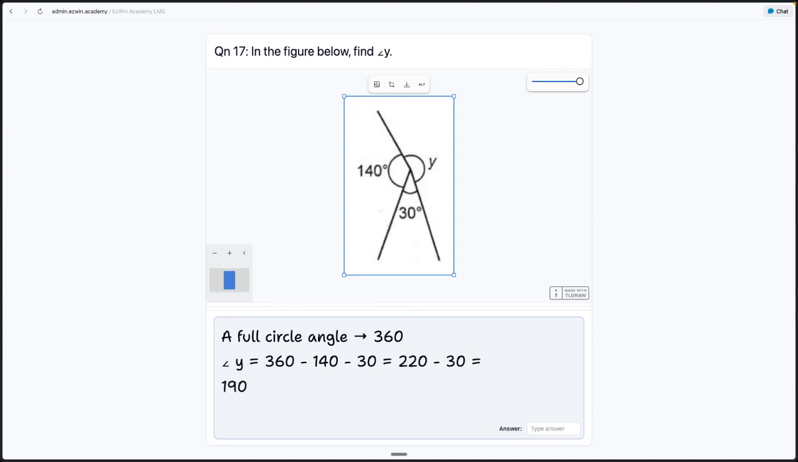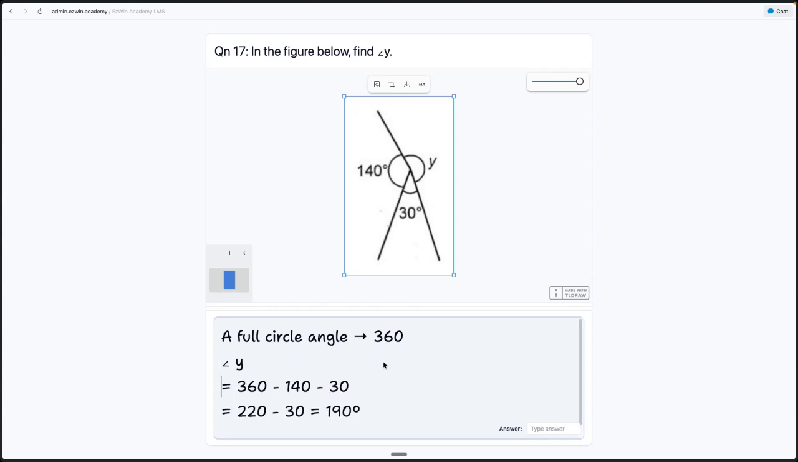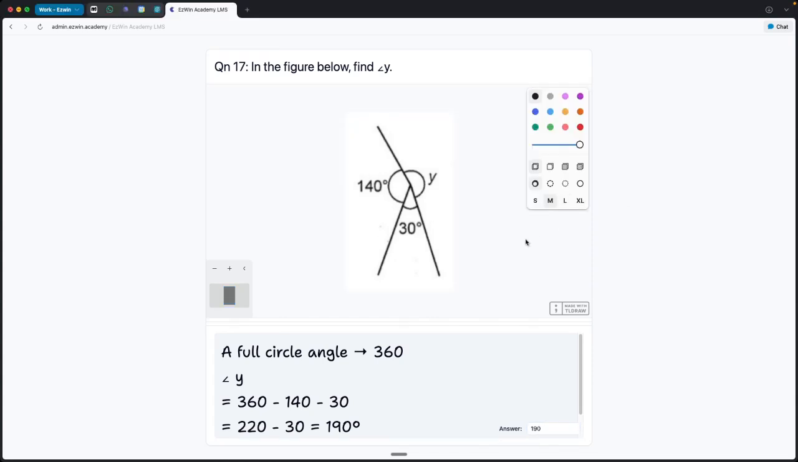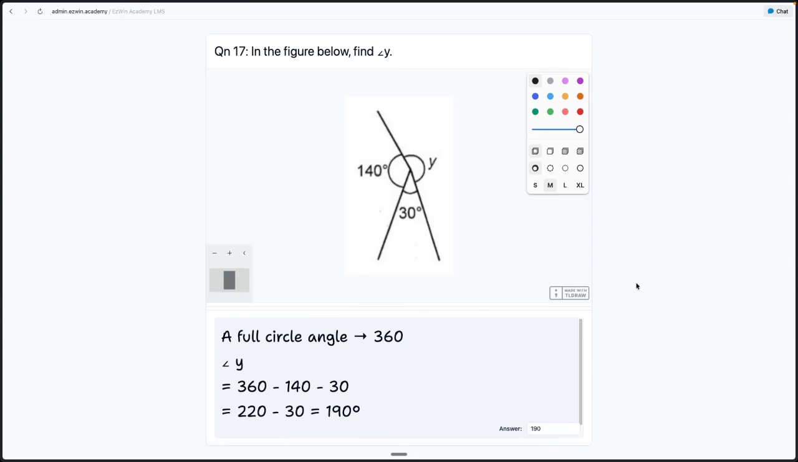In this case, degrees over here. There you go. So that's the answer to this question. Pretty straightforward. The answer to this is 190 degrees. All right, let's move on to the next question.